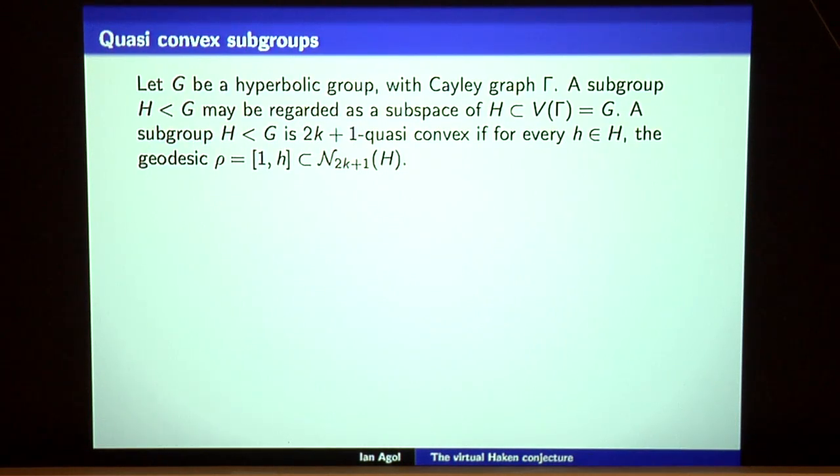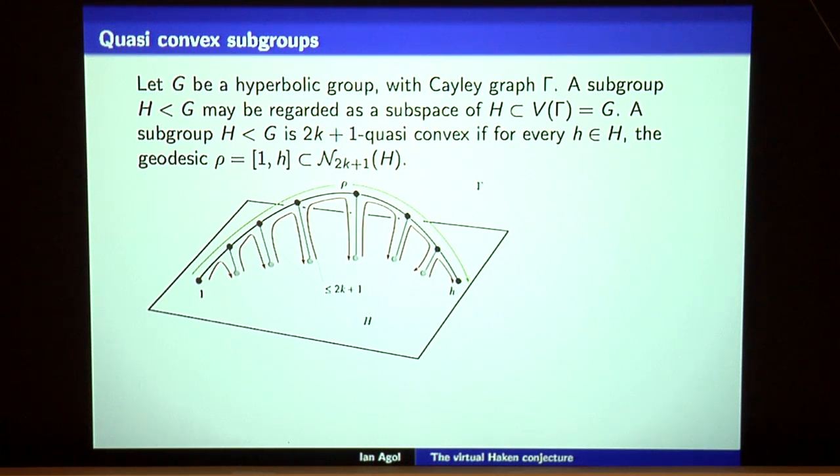So now I need to talk about another notion introduced by Gromov of a quasi-convex subgroup. So we'll take G to be a hyperbolic group with Cayley graph gamma. And a subgroup can be regarded as a subspace of the Cayley graph just by taking the vertex set of that subgroup. Then it's called quasi-convex, 2k plus 1 quasi-convex, if for any element h in H, and you take some geodesic connecting 1 to h, then that's contained in a 2k plus 1 neighborhood of the subset H.